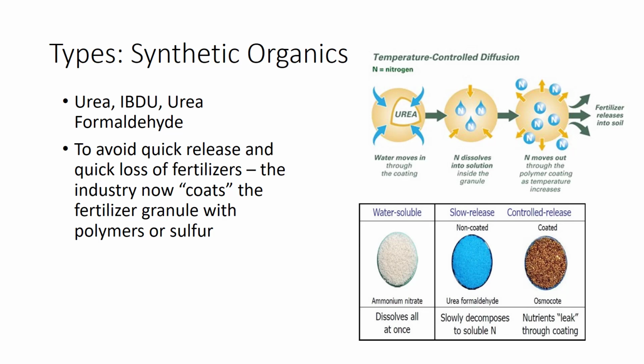A common example of a coated product for ornamentals is Osmocote, although it is most often used for houseplants and other potted plants. It has a polymer coating and is considered controlled release. Other slow-release types include IBDU and urea formaldehyde. The nutrients are released slowly through either the breakdown from water or microorganisms depending on the fertilizer. An increase in soil temperature often causes the coating to break down quicker.